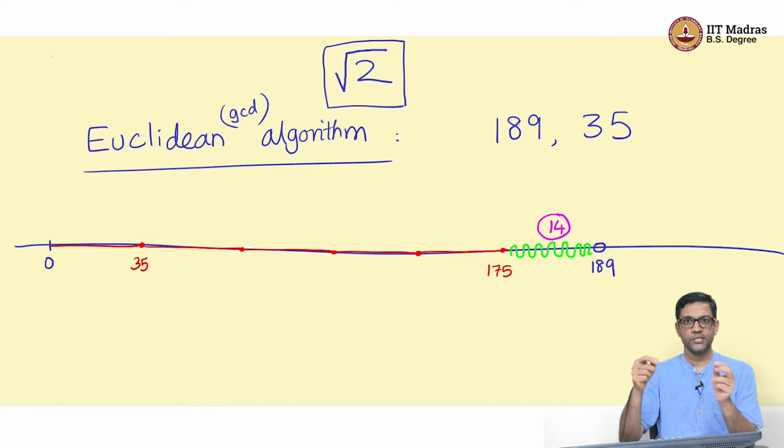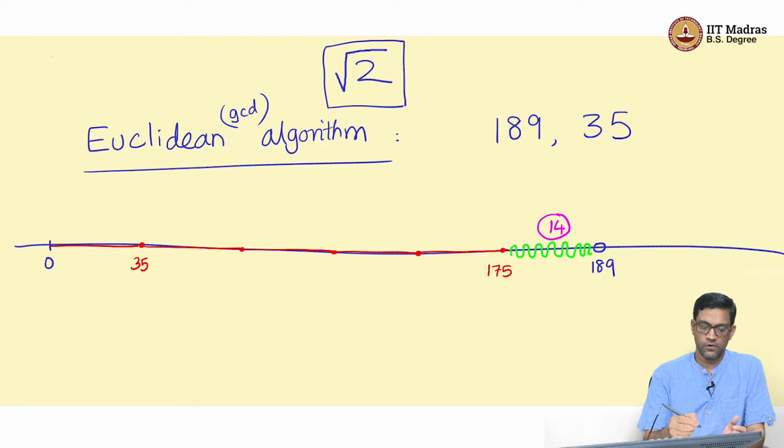You keep placing the scale of length 35 on that initial rope of length 189, and when you get to a point beyond which you can't divide, at that point you are left with a little bit of rope, and that is the remainder, that is the 14. So you use that as your new ruler. Imagine you have a new scale of size 14 meters, and using that you try to measure the original length of size 35.